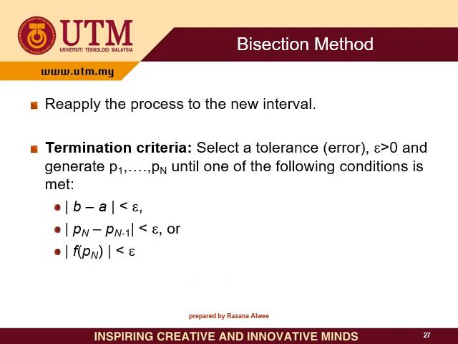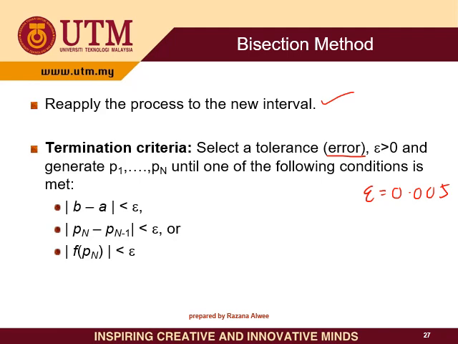Alright, to find the answer, you need to reapply the process to the new interval again and again until you find the answer. Or you can use a termination criteria based on error. So every question will have an error for itself. Let's say the error for one of the questions is 0.005. So you can use this error as a termination criteria. When you use numerical methods, there should be an error to stop the calculation.